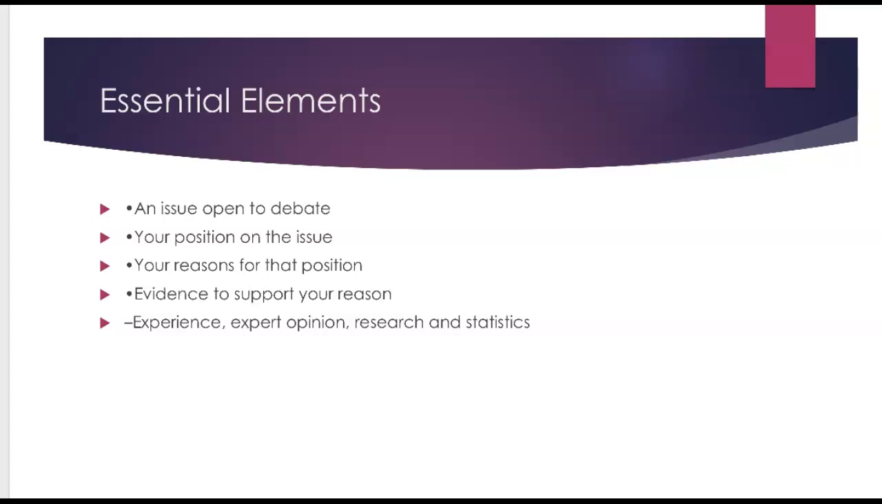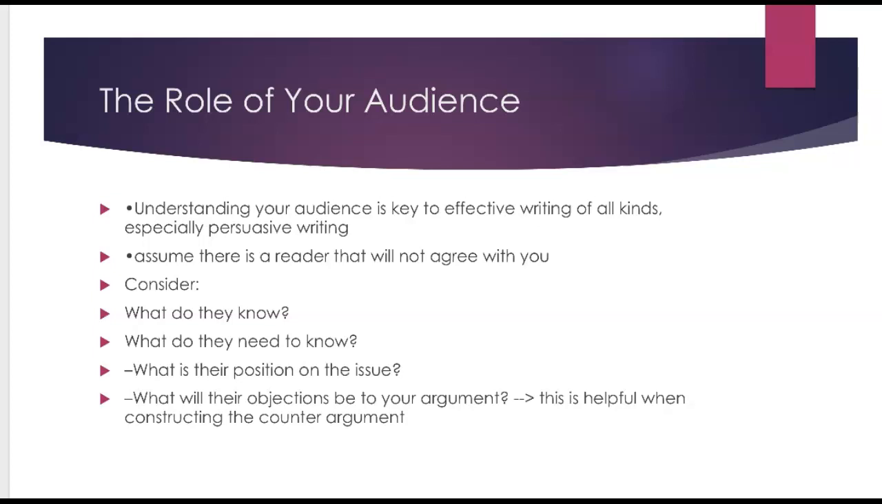So the first thing that you want to consider is the role of your audience. Understanding your audience is key when you are writing any kind of paper, but specifically persuasive writing, which of course this is. The first assumption you want to make is that there is a reader who will not agree with you. The other considerations are what does the audience know and what do they need to know in terms of terminology or definition and things like that. What is their position on the issue if they don't agree with you, and what their objections to your argument might be. And as we talked about last week, this is specifically helpful when constructing your counter argument.